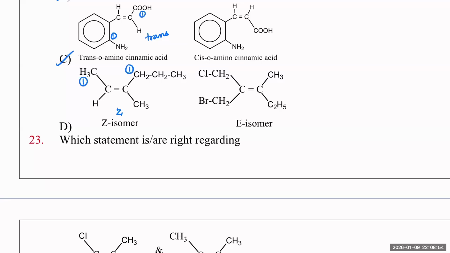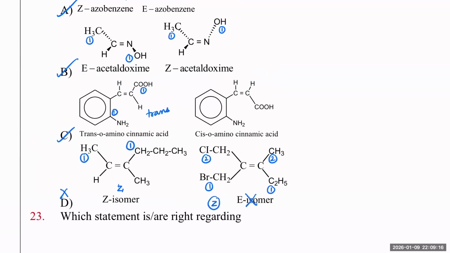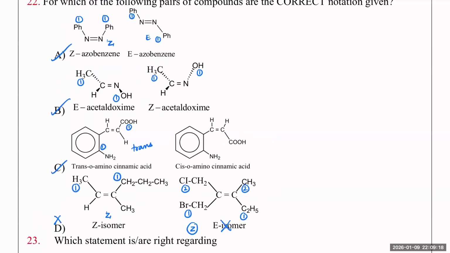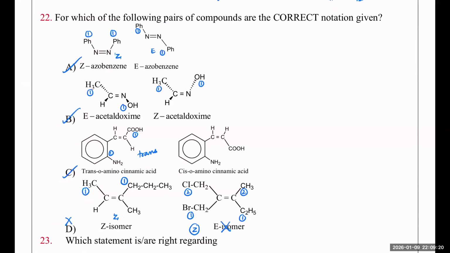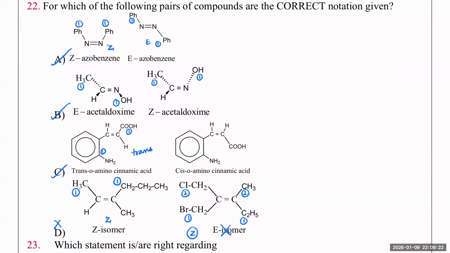Correct? Next, if you notice here, between these two, the high priority group is bromine, here it is chlorine, and between these two, the high priority group is 1 and 2. So both of them are on the same side, so it should have been Z isomer. But it is given E isomer, so this is wrong. So A, B, C are correct in this case. Everyone clear?